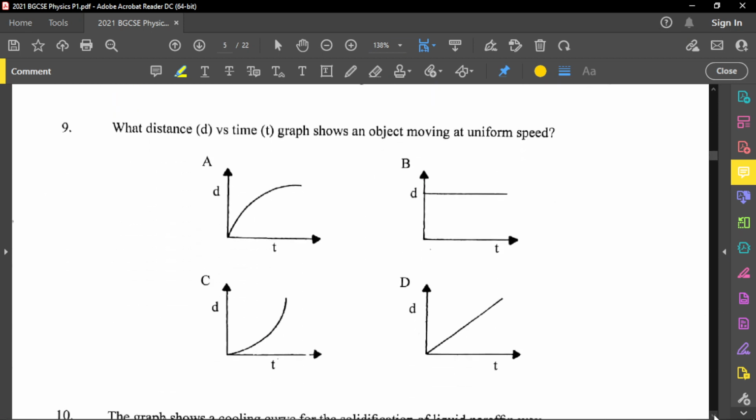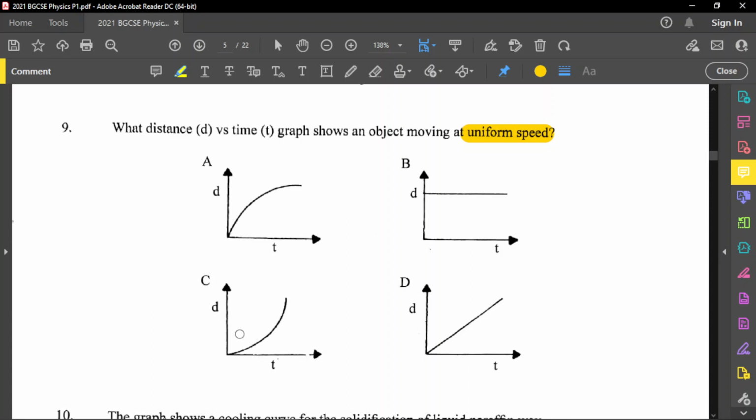Now, question number 9 says, what distance versus time graph shows an object moving at uniform speed? And again, this is distance over time. So if you look at what they're saying, as time increases, the distance will increase, which is somewhat true, but over a period of time, it will not be the same, because here we say it must be uniform speed. For B, the distance is not changing no matter what the time is, and so therefore this object is actually not moving, it's stationary, it's at rest.